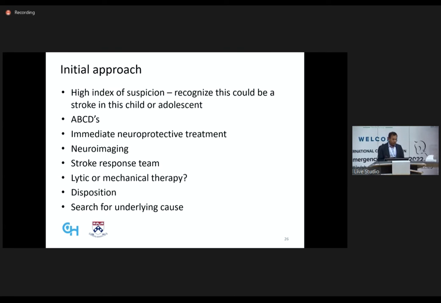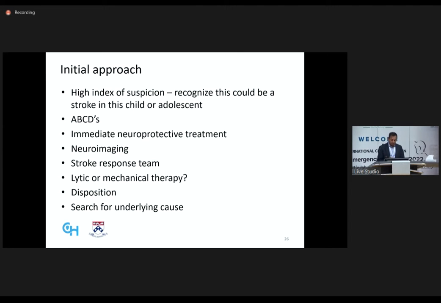You want to do neuroimaging, and we'll talk about what. If you have a stroke response team, because just as a myocardial infarction is an emergency, you want quick treatment. Stroke is a medical emergency. It's a brain emergency. Your brain is dying. So you want an immediate response team.